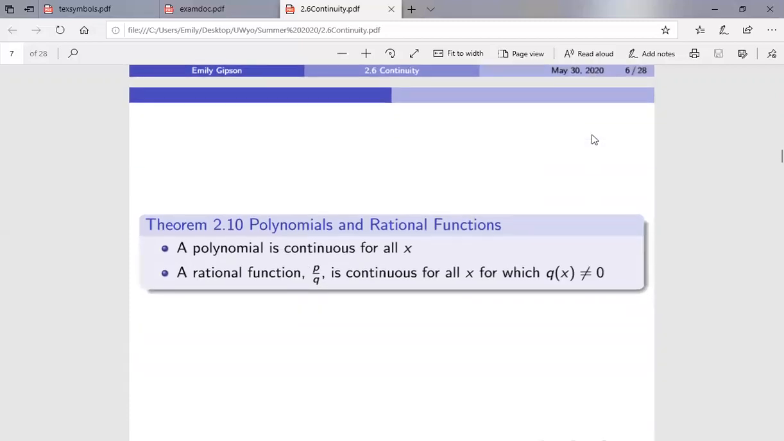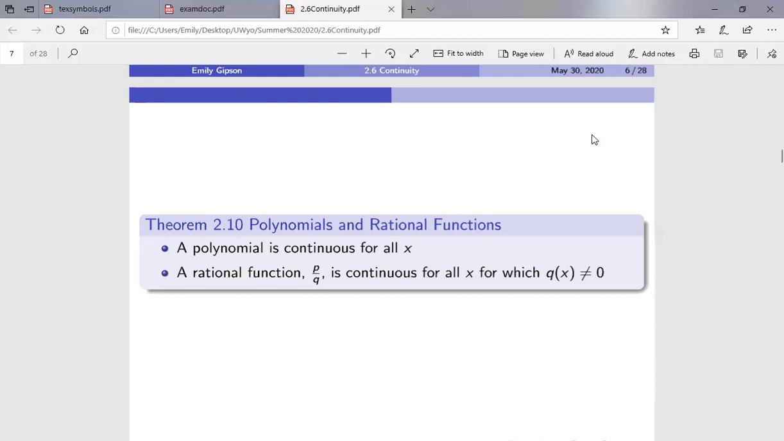So that was Theorem 2.9. Here is Theorem 2.10. Theorem 2.10 is all about polynomials and rational functions. And we say that a polynomial is continuous for all values of x. If you use a graphing tool like Wolfram Alpha or a graphing calculator and you type in any polynomial function you want, you'll see that you can draw a line without picking up your pencil. There are no open bubbles and black dots. It's just a continuous line.